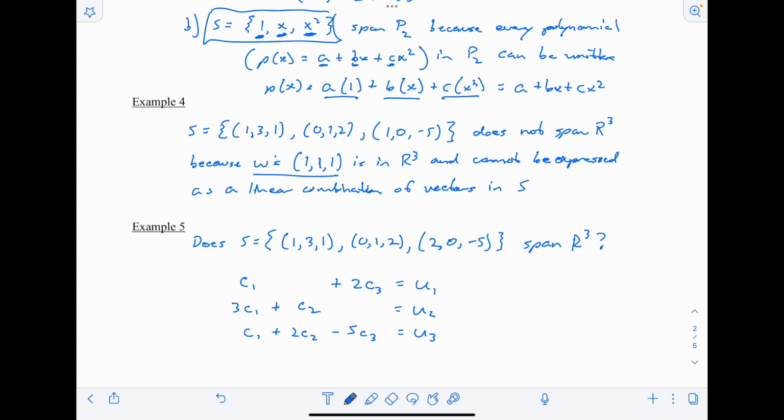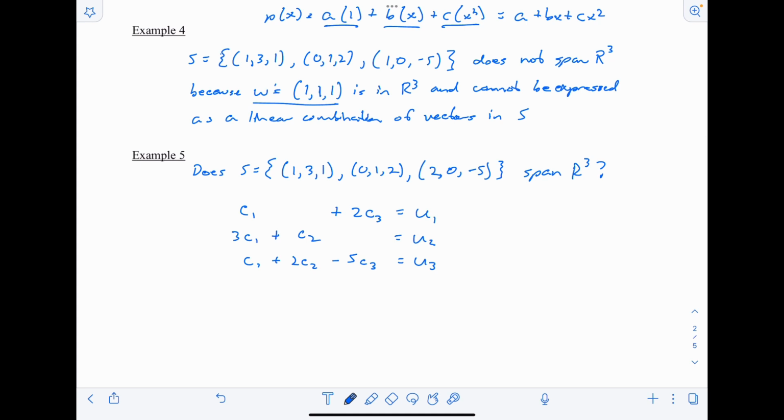All right, so again, in this case, it's not really going to help us to create an augmented matrix and try to solve it. But what we can do, and this is going to take us back to something we did back in chapter 3, is find the determinant of the coefficient matrix: (1, 0, 2), (3, 1, 0), and (1, 2, -5). The determinant of that coefficient matrix is 5. And back in chapter 3, we talked about the fact that if the determinant of a coefficient matrix is not equal to 0, then we say that it's non-singular.